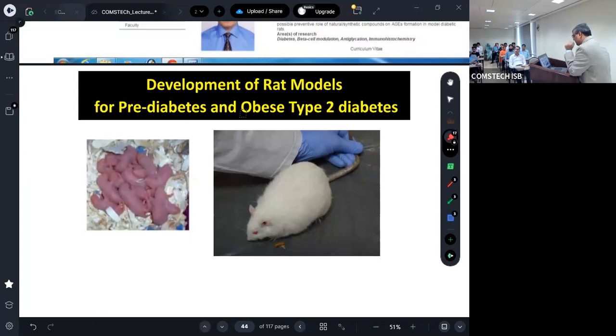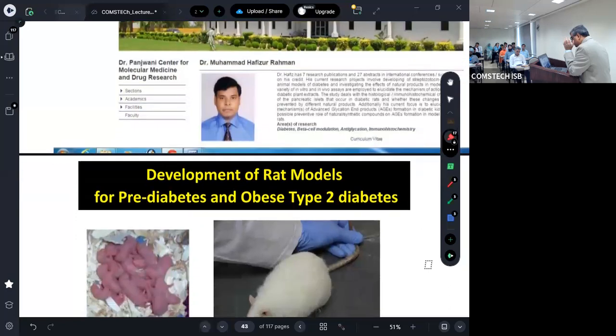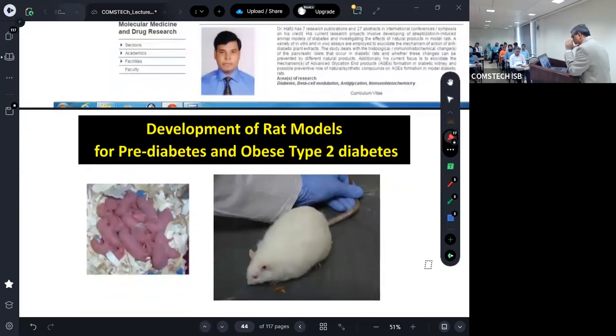Can anyone tell me? Sorry? You can take blood at different time points. Yes, good. A student online, can you tell me, normally we choose rat instead of mice. What is the logic for choosing rat for the development of diabetes? I got a good answer from the audience here. However, I want to hear some answers from online.